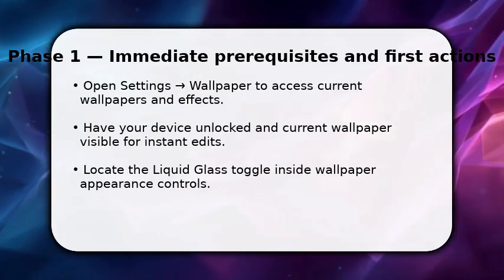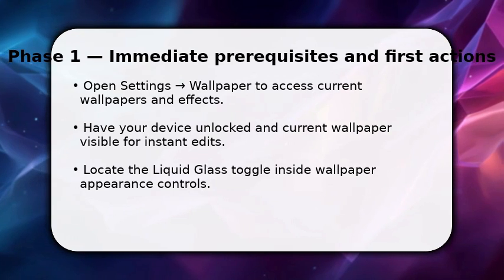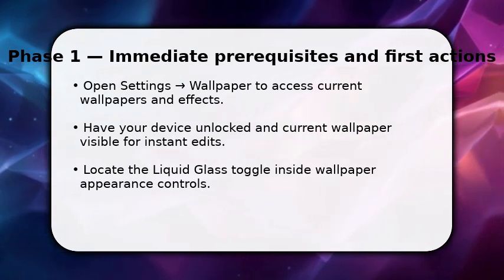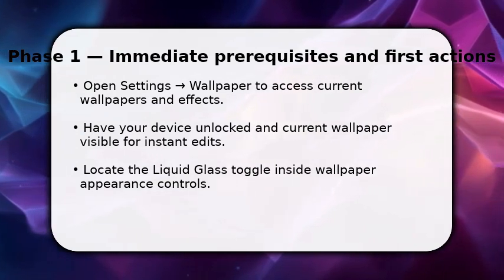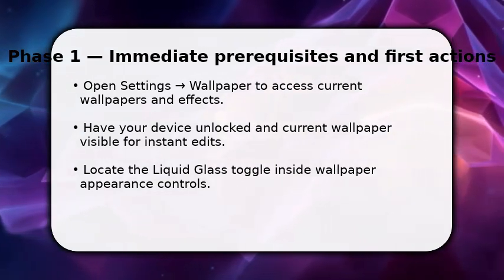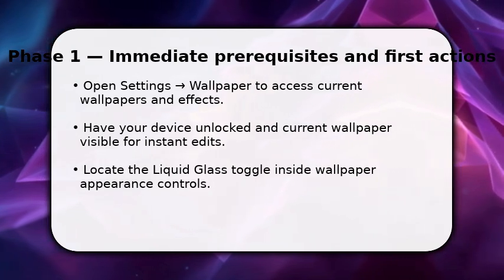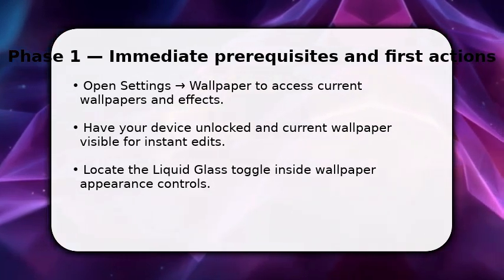You start in Settings because that's where Appearance affects live. Tap Wallpaper now. You want the screen that shows your current lock and home wallpapers. Once there, select the wallpaper in use, then tap Edit Appearance. This opens the panel with the liquid glass option. You need to see the toggle before proceeding.